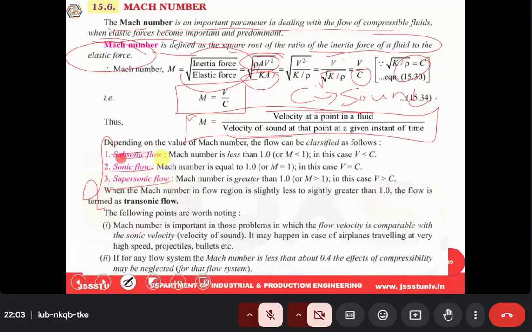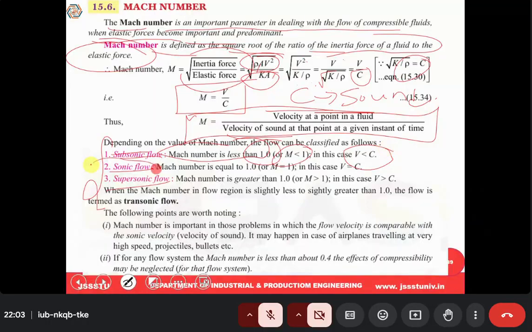Subsonic flow means the Mach number is less than 1, that is, the velocity of the fluid will be less than the sound speed. Basically subsonic flow is considered for vehicles moving on the ground, for example all automobiles. There we design the maximum velocity to be less than the sound velocity, so the Mach number is always less than 1. We call that subsonic flow.